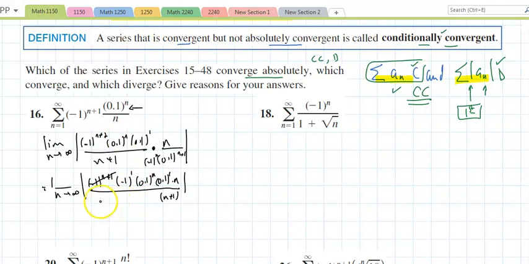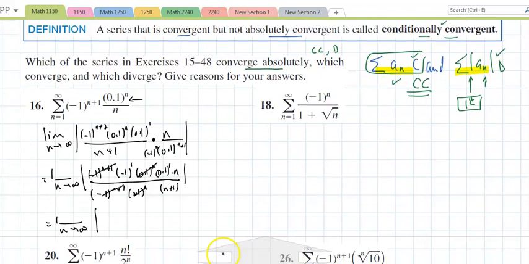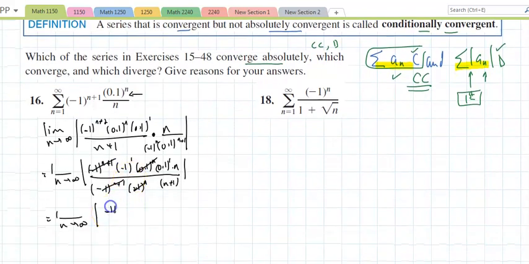That is negative 1 to the n plus 1. Why did I write that? Oh, yeah. Times 0.1 to the n. So those two cancel out, that's right. This cancels with this. And I'm left with a negative 1 times 0.1 times n over n plus 1.